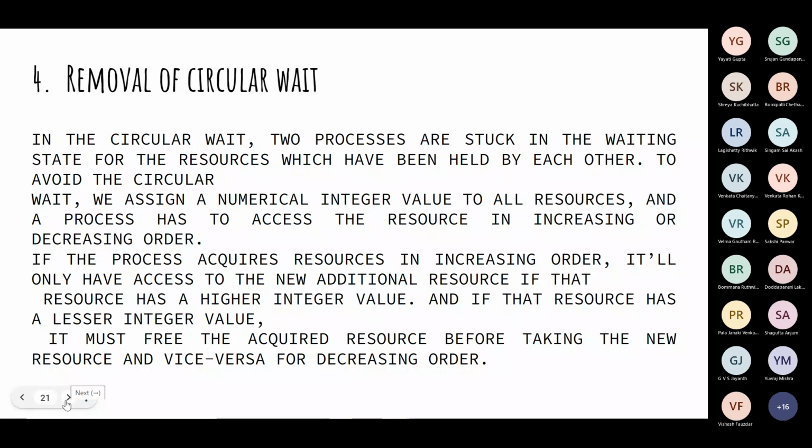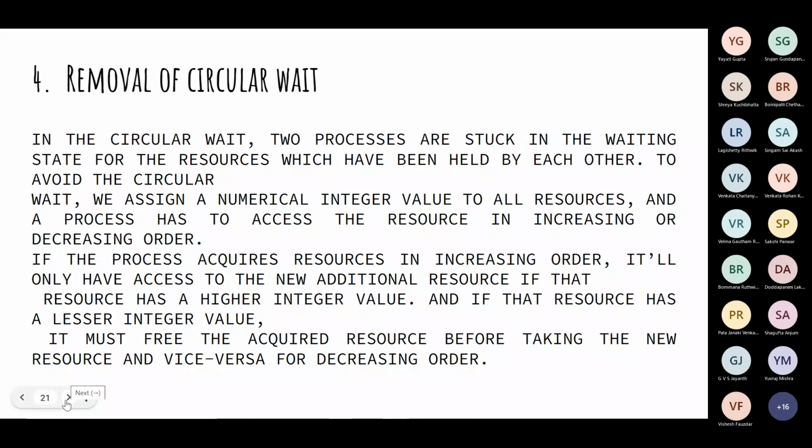If the process acquires resources in increasing order, it will only have access to the new additional resource if that resource has a higher integer value. If that resource has a lesser integer value, it must free the acquired resource before taking the new resource, and vice versa for decreasing order. I think for these, the definitions are enough. There's nothing much to explain.